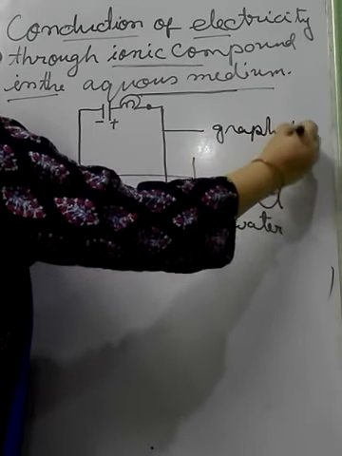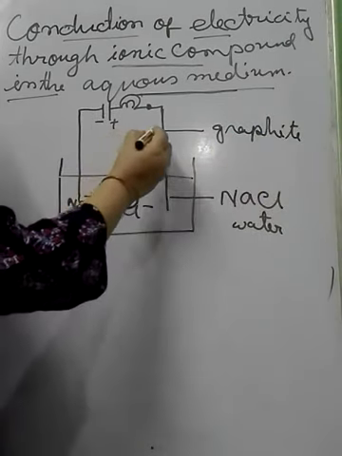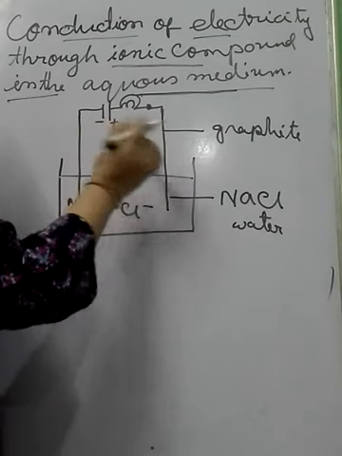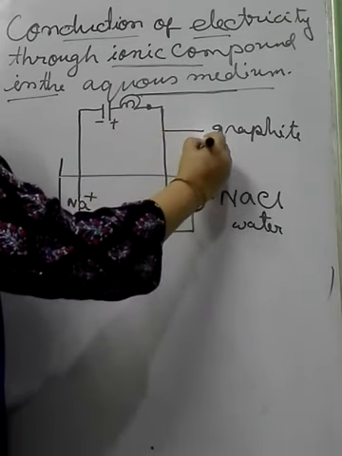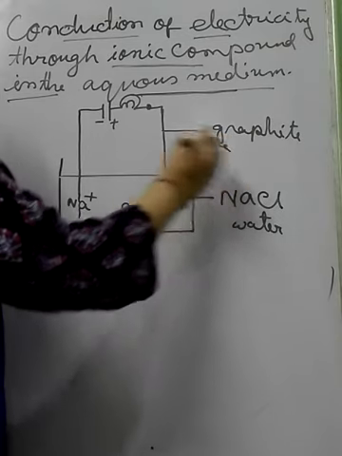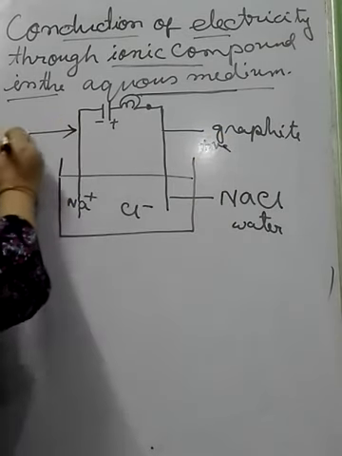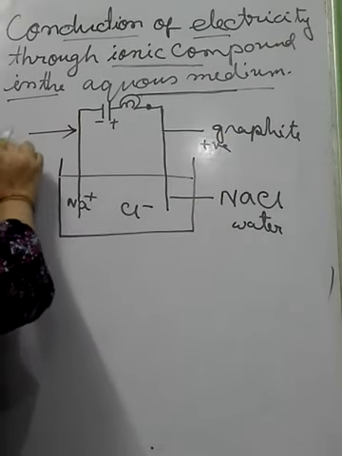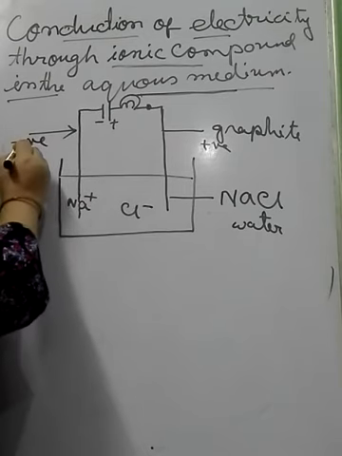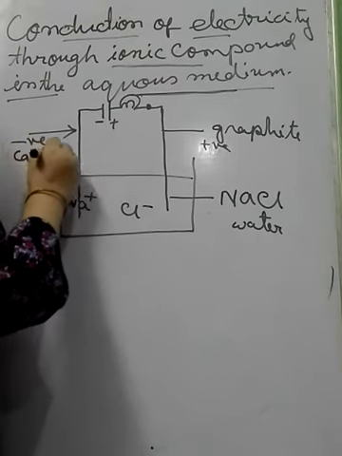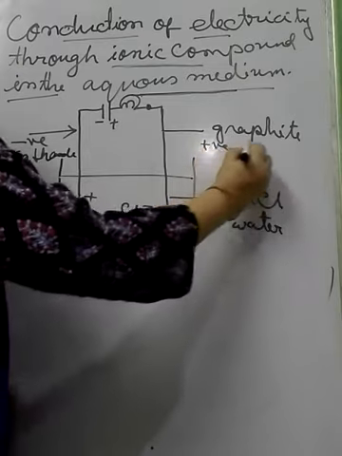This graphite rod is connected to the positive terminal. So this is positive and this one is negative. Negative means cathode. This is cathode and this one is anode.